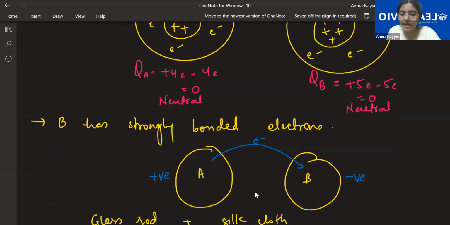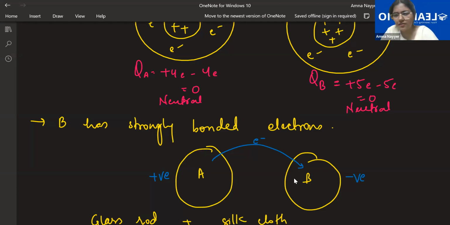If I give you the sign, A is positive, B is negative, and I ask you which is strongly bonded, immediately it should come to your mind that B must have strongly bonded electrons because it is not losing its electrons, it is gaining electrons. This is the whole concept behind this, and that's the maximum possibility if a question from charging by friction comes to you. Though the question that had come once was: describe the three methods of charging.